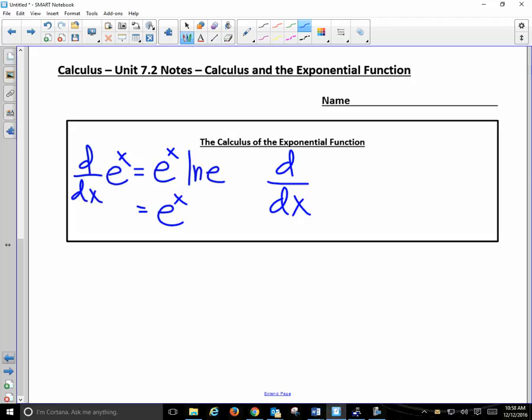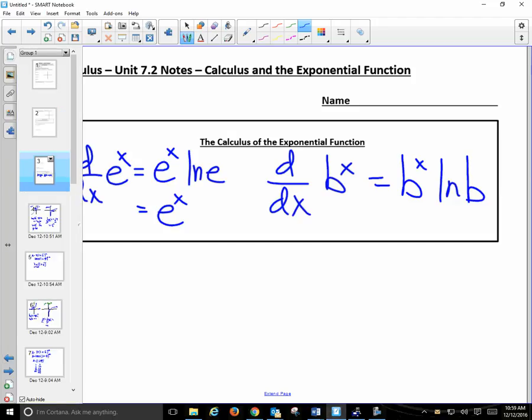Suppose you don't have a base of e, or 2.71, and so on and so forth. Suppose you have a base of b. Then you get b to the x times the natural log of b. So suppose it was 2 to the x. The derivative would be 2 to the x times the natural log of 2. Y'all good?